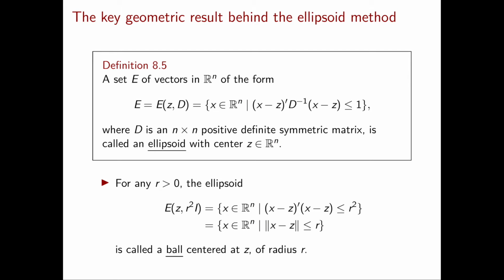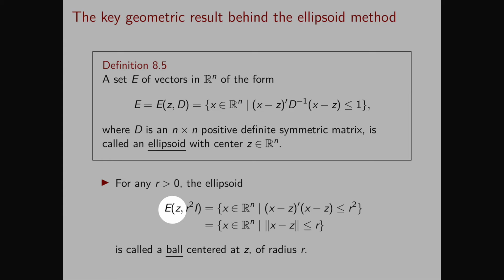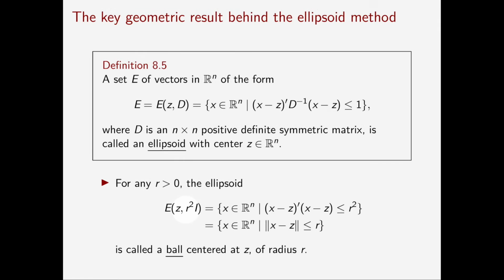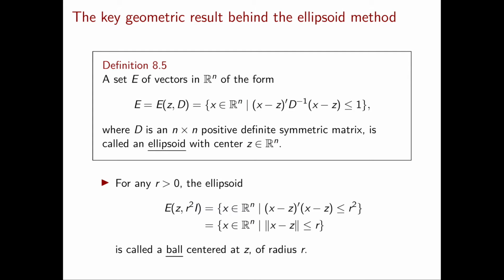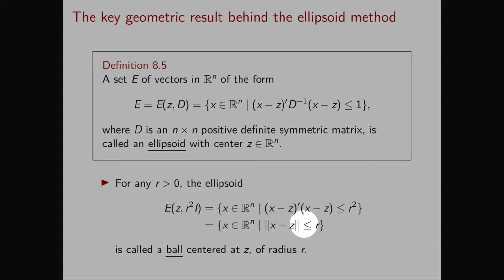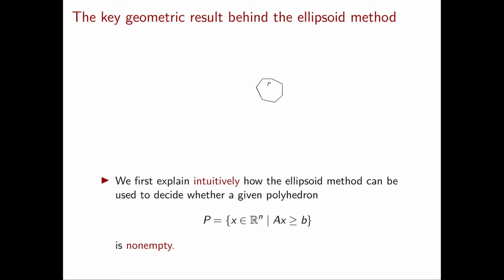A very special type of ellipsoid is the ball. A ball centered at z and of radius r is defined as the ellipsoid E(z, r² I), where I is the identity matrix. If we use the definition of ellipsoid, we obtain that this is the set of points in R^n that satisfy (x − z) transpose times (x − z) ≤ r². Therefore, the set of vectors x in R^n that satisfy the 2-norm of x − z ≤ r.